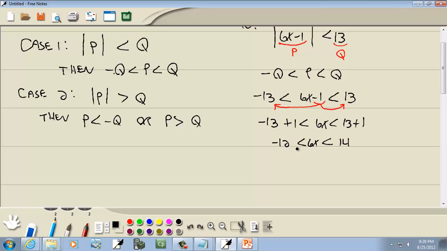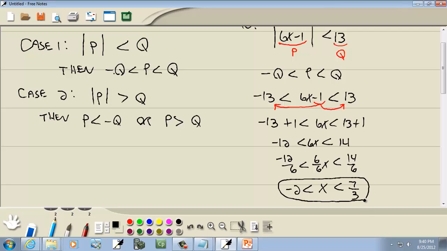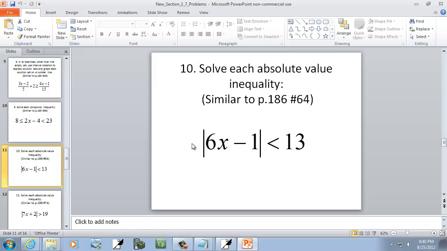Now divide all three sides by the number in front of your x. So we'll divide all three sides by 6. And that gives us -2. Those 6's are gone. We got x. And 14 divided by 6, the top and bottom both divisible by 2. So that gives us 7/3. It doesn't say how to write the answer, so I'm just going to leave it that way. I'm sure they put an interval or set builder or something like that. Okay, let's look at our next one.